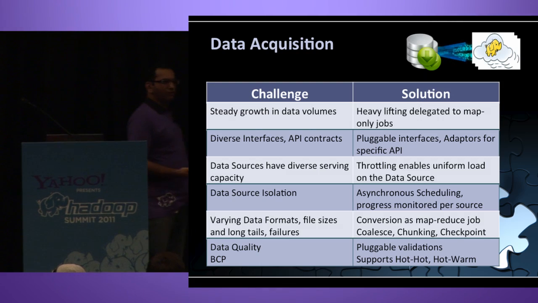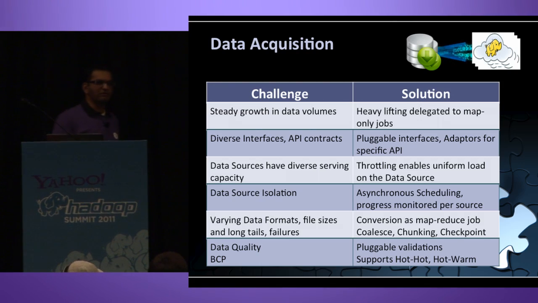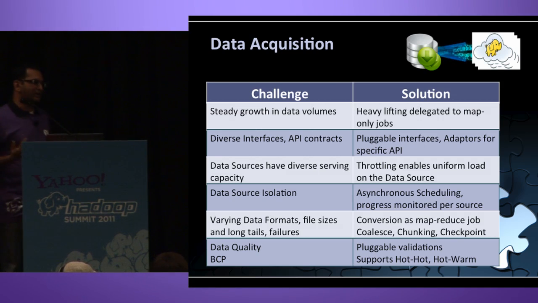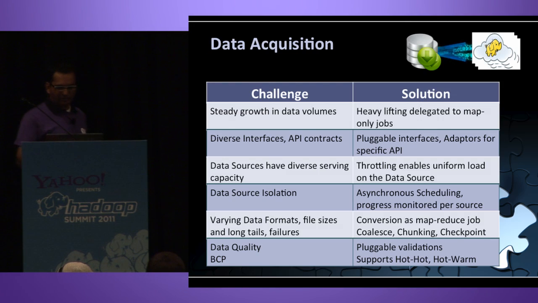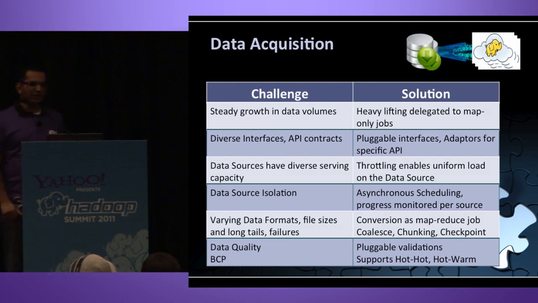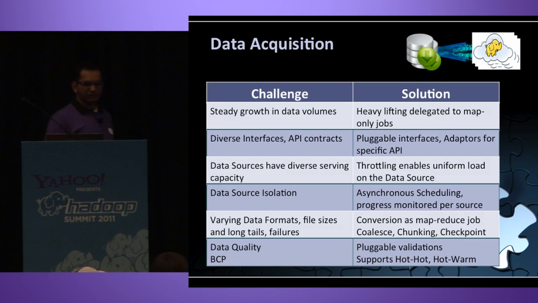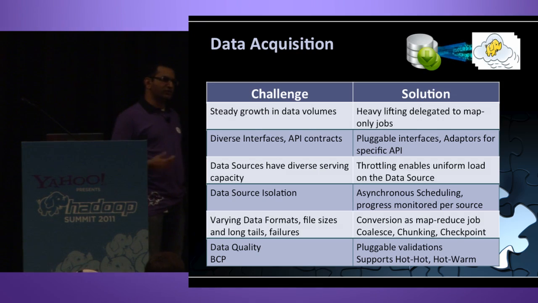So we eat our own dog food. Since we are part of the Hadoop team, we delegate all the heavy lifting to a map job. Typically, the pull happens as a map-only job as part of the solution. How do we handle diverse interfaces and API contracts? We provide pluggable interfaces and adapters, so the acquisition service is very light.